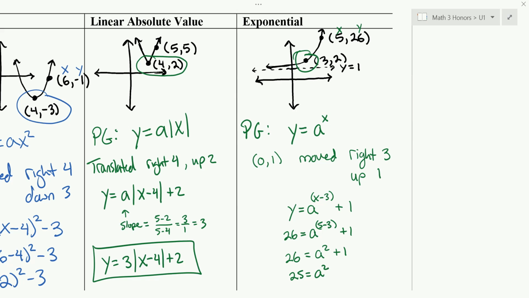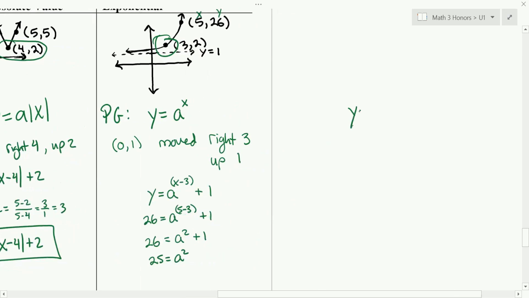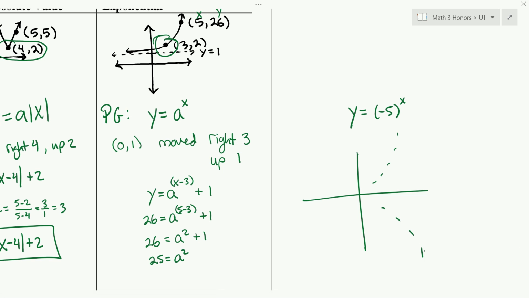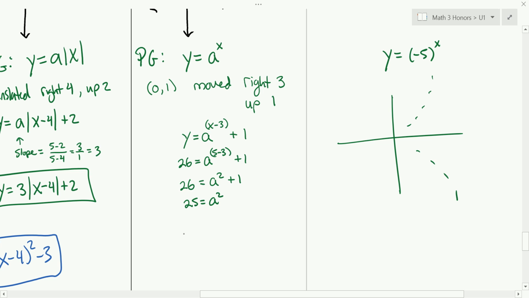Okay, so if you solve this equation, it could be positive or negative 5. But in terms of this equation, could it be a negative 5? What would this look like if I were to graph that? Well, when x is odd, what kind of answer do I get? Negative. When x is even, what kind of answer do I get? Positive. And so if I were to graph this, just the integer values, it would look like this, like this. It would split with integer values. And it gets really weird. So we work with our base only being positive. And so we're going to stick with that positive 5. So y equals 5 to the power of x minus 3 plus 1.